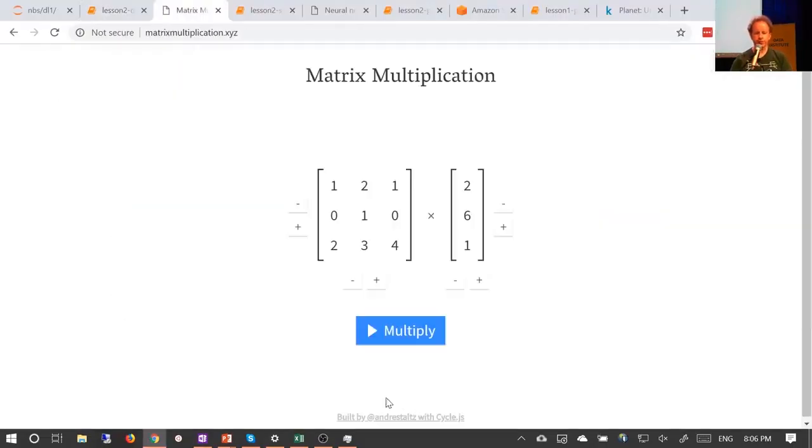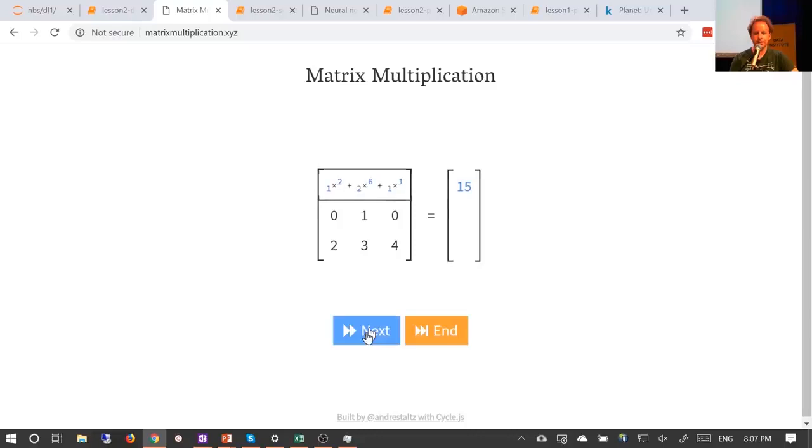I don't know who created this. Oh, now I do. Somebody called Andre Stouts created this fantastic thing called matrix multiplication.xyz. And here we have a matrix by a vector. And we're going to do a matrix vector product. Go.